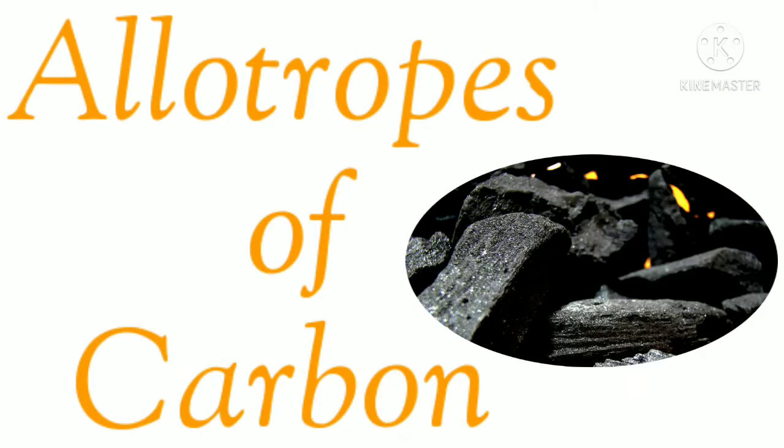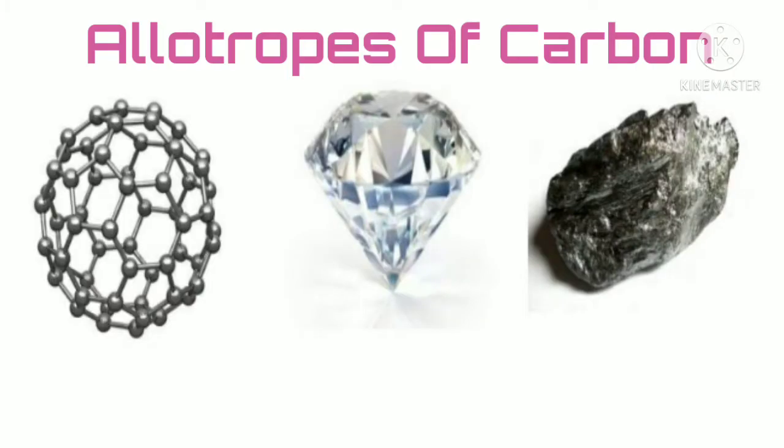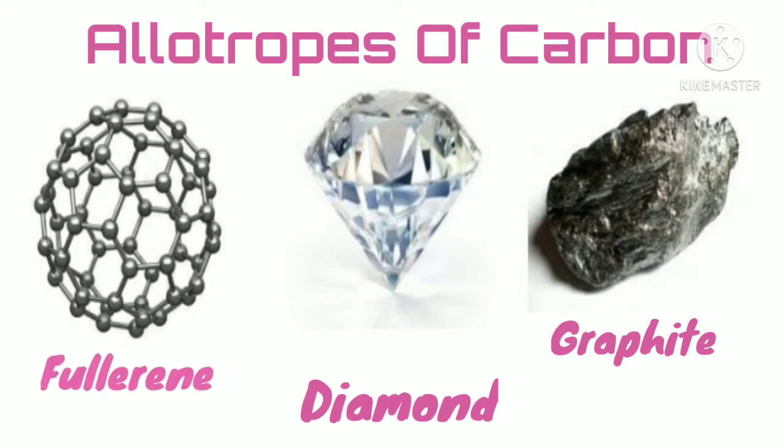Allotropes of carbon. The various physical forms in which an element can exist are called allotropes of the element. Carbon element exists in three solid forms called allotropes. The three allotropes of carbon are diamond, graphite and Buckminster fullerene. Let's study about the first allotrope of carbon, which is diamond.